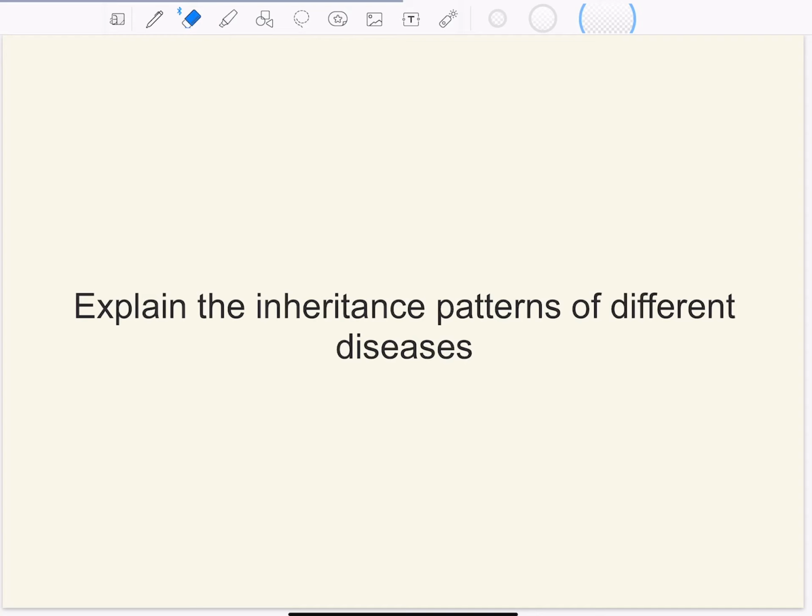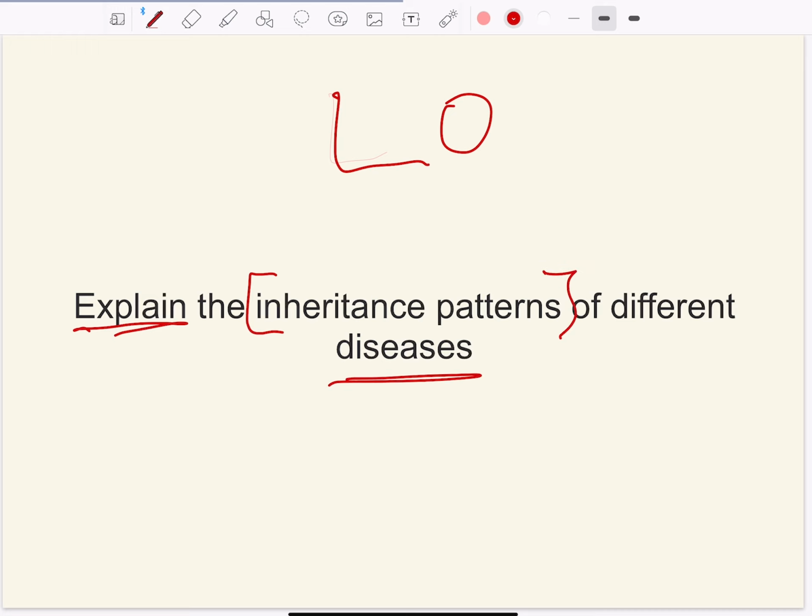Students, and welcome to this mini lecture on the inheritance basis, or the genetic inheritance of disease. The learning outcome that I want you to take away for today is to be able to explain the inheritance patterns of different diseases. Okay, so what do I mean by this?